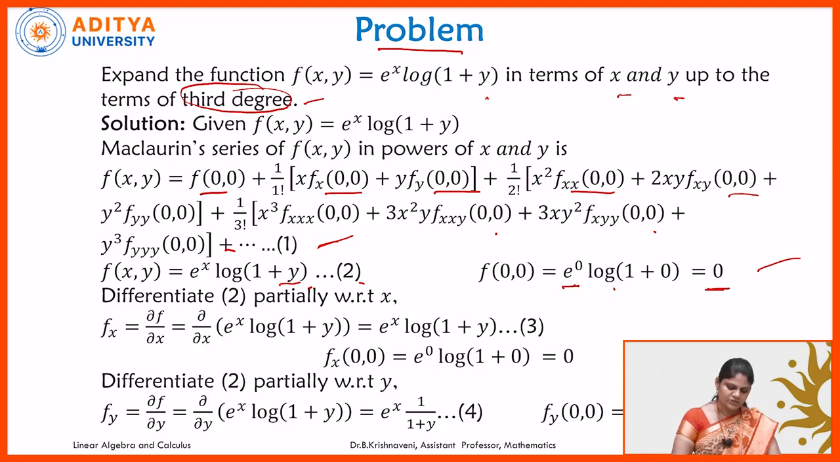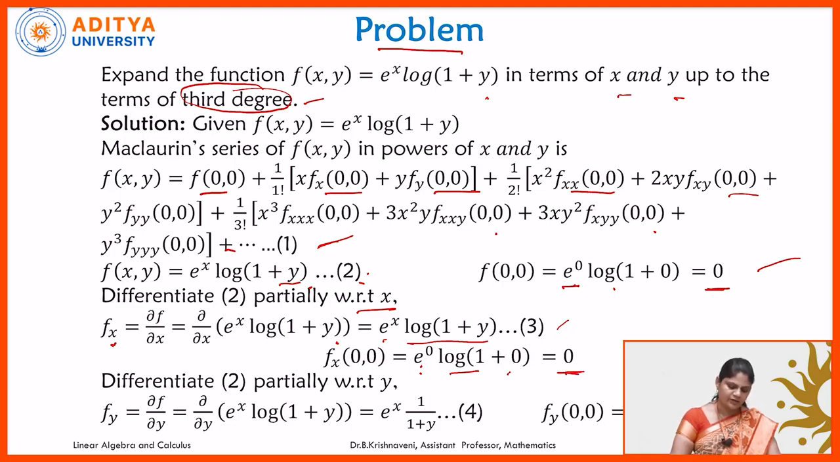Now, differentiate partially equation number 2 with respect to x, that is fx, which is equal to dou f by dou x, which is equal to dou by dou x of e power x into log of 1 plus y. Now, with respect to x, e power x derivative is e power x, and log of 1 plus y is constant. Let it be equation number 3. Find out fx(0,0). Put x equal to 0, e power 0, and y equal to 0 means log of 1 plus 0. Again we are getting log 1 into 1, log 1 is 0, so it is 0.